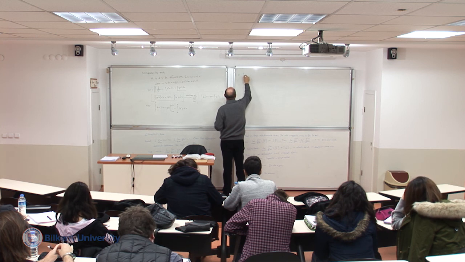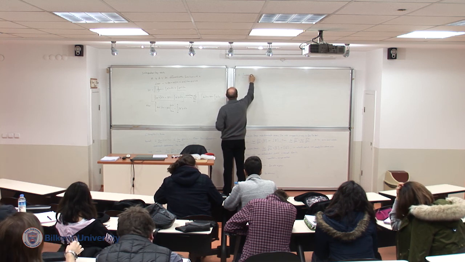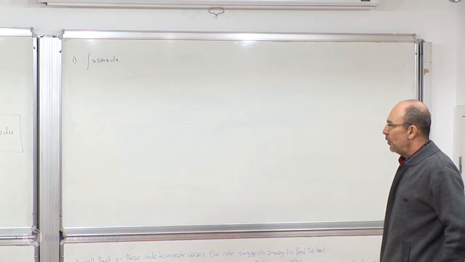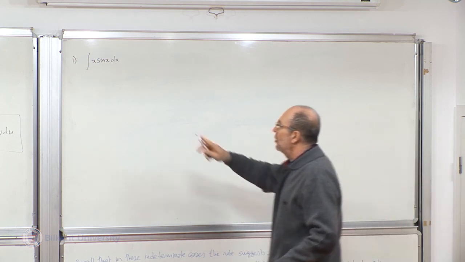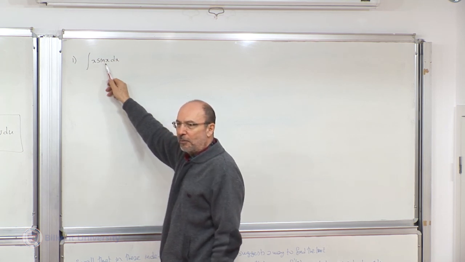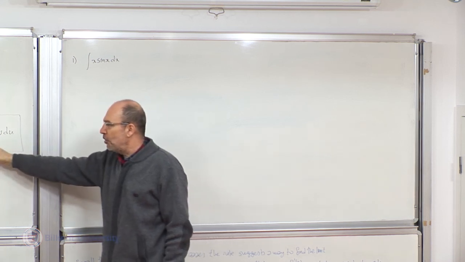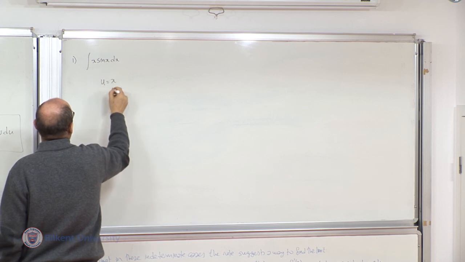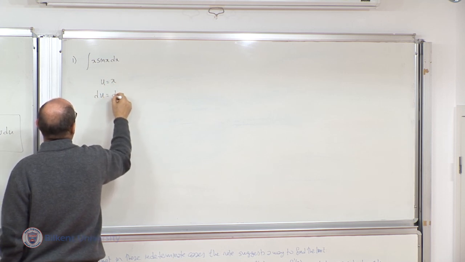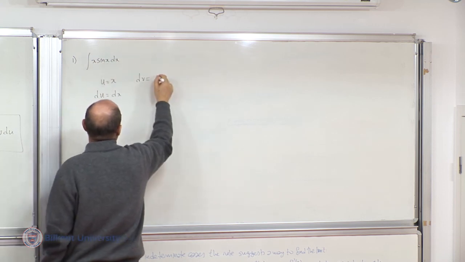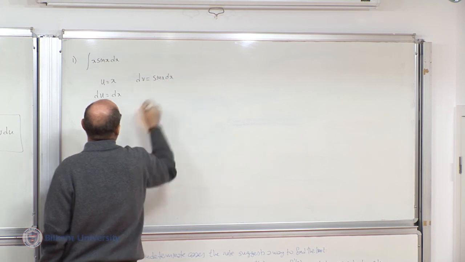Okay, so we want to look at the integral of x sine x dx. Looking at these things, we immediately see this as u, this is the derivative of cosine, up to a sign. But normally, to make it easier, we try to see it like this. So here, I say let u be x, in which case du will be just dx. And let dv be what remains here, sine x dx.